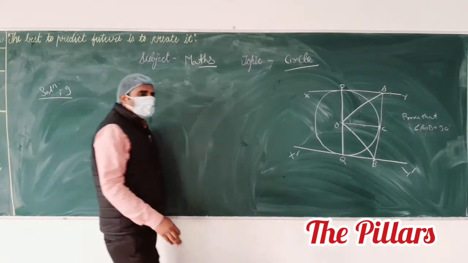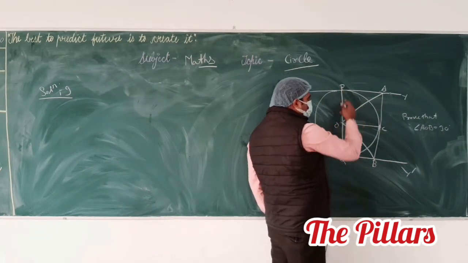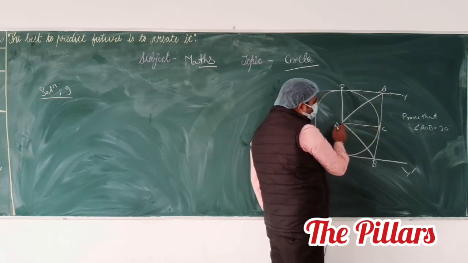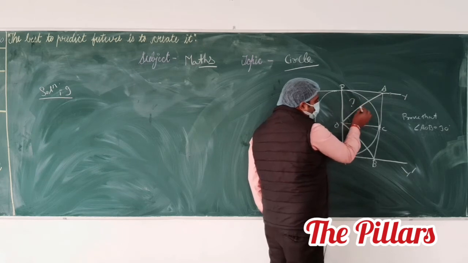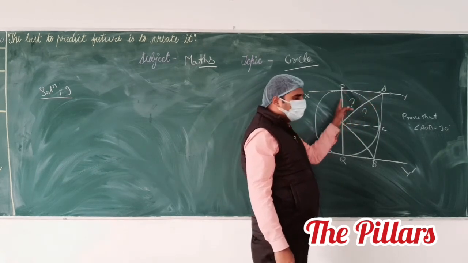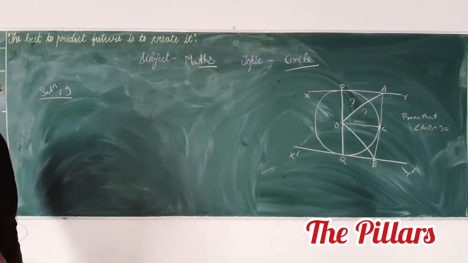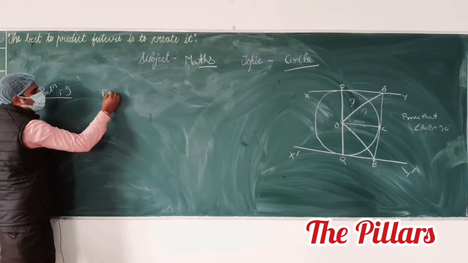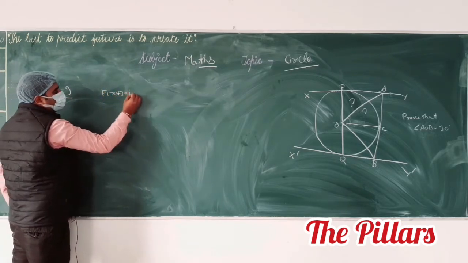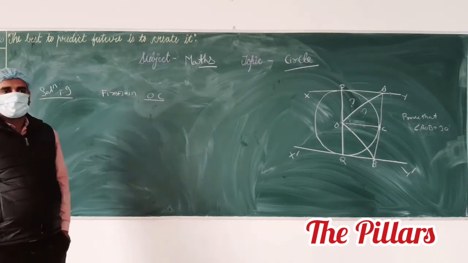We have to select two triangles, triangle OAP and triangle OAC. What we have to select? Triangle OAP, this one, and this one. Triangle OAP and triangle OAC. You have to mention this in the solution. First join OC.